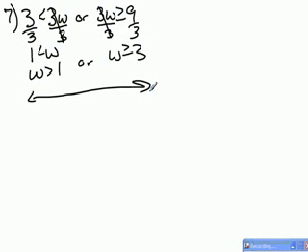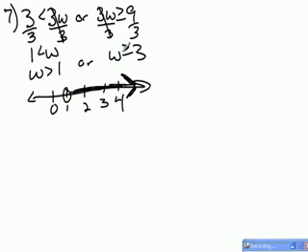And again, I'm going to put those on my graph. I'm going to go 0, 1, 2, 3, 4. W is greater than 1, so I would go here and go this way. And W is greater than or equal to 3. Well, I would put a dot at 3, but it wouldn't really matter because it's already covered. So it's already there.